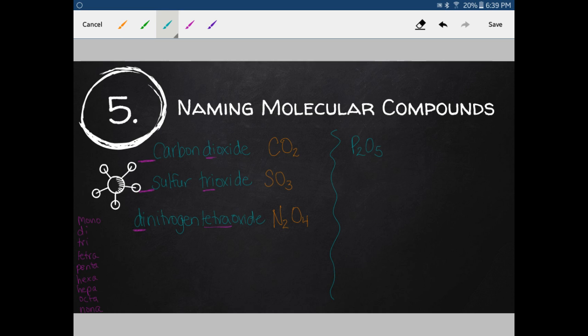This one, again, my number at the bottom here tells me how many I need of each. So in my first element, I have diphosphorus. And notice in my first element, I never change the ending to an IDE. I only have an IDE ending in my second element listed. So I have diphosphorus pentaoxide. Again, notice I've changed my second element to have an IDE ending.